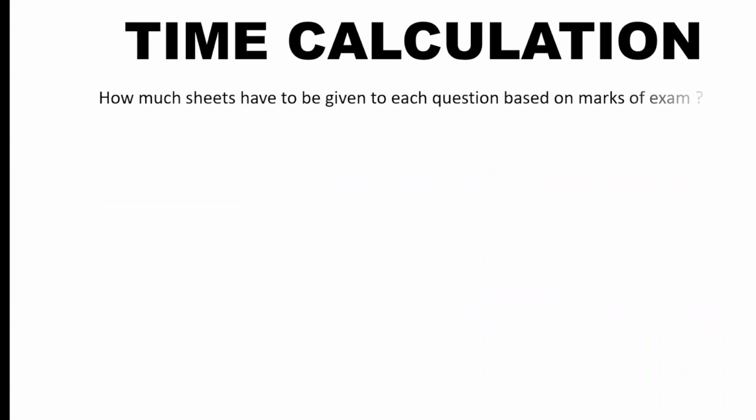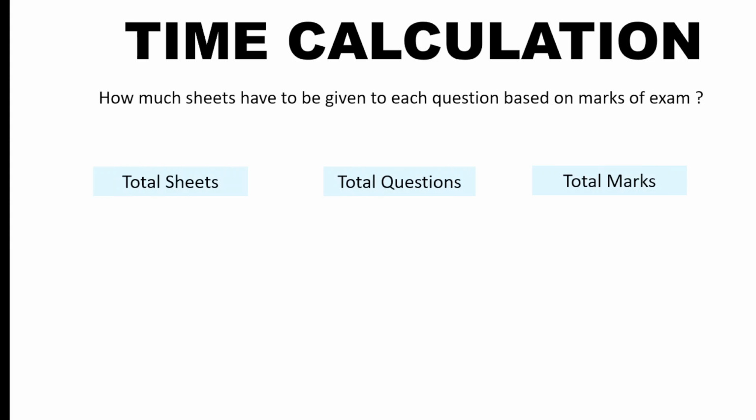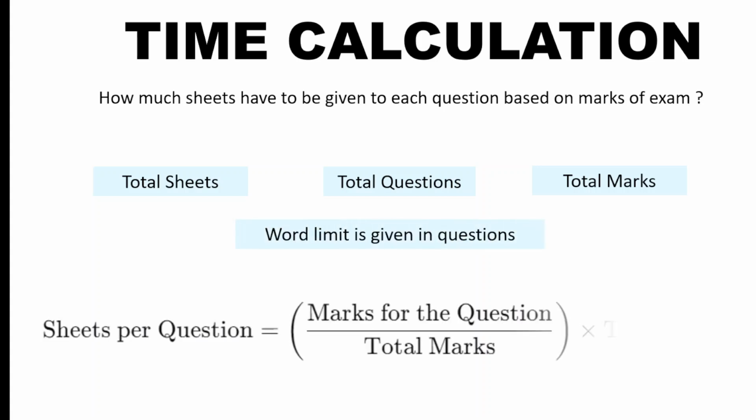Cool. Now we have to do one extra calculation for how many sheets are required for each question based upon their marks. So we have total sheets that you can know from the official website or your answer sheet, and you have total questions and total marks and what limit for each question is given. So sheets per question is marks of that question by total marks into total sheets. So this is what the time calculation is required. This kind of gives you an idea of how much speed you should maintain in your examination.